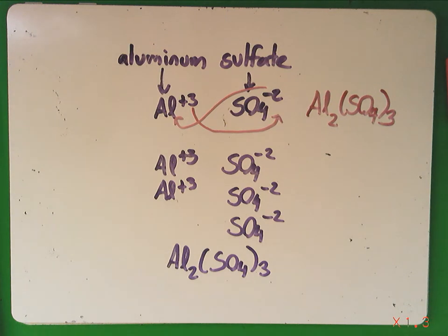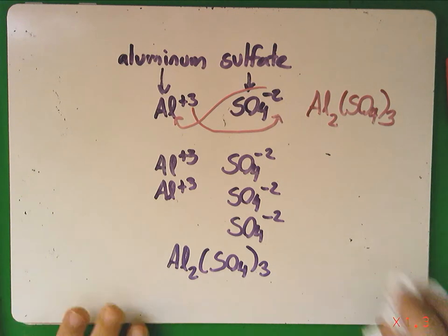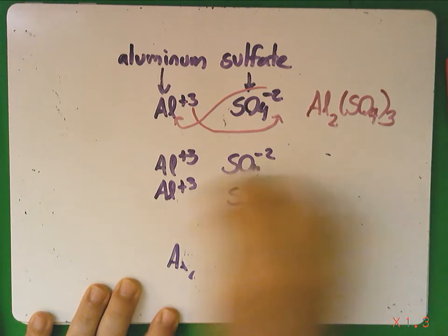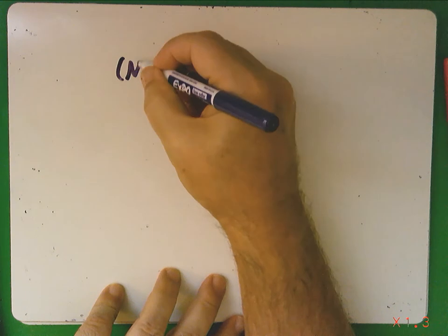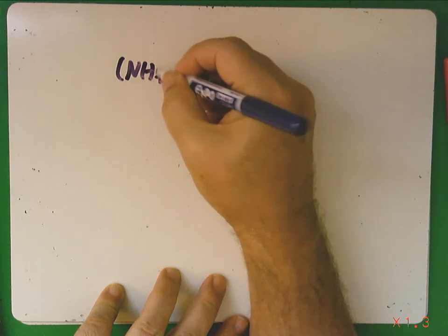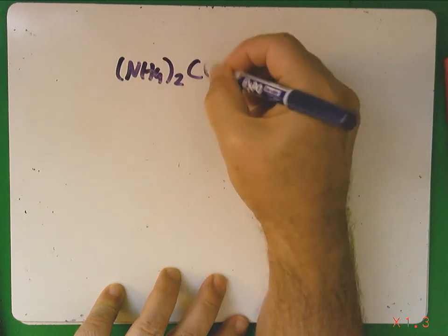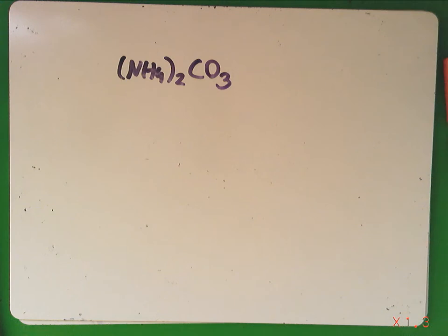Now I can go the other way too. I can take these formulas and I can derive names for them. Let's look at this one. Here's a formula, and I want to figure out what the name on this is going to be.